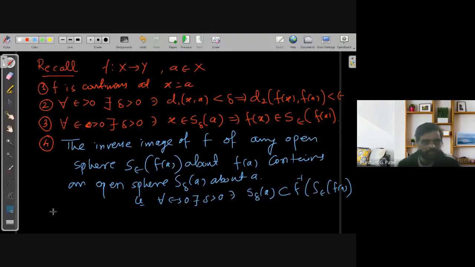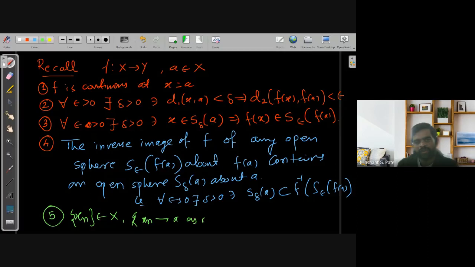And the fifth statement says that if xn is a sequence in X and xn converges to a as n tends to infinity, implies f of xn will converge to f of a as n tends to infinity. In the previous lecture, we stated that all these 5 statements are equivalent. Any one of them you can use to prove whether a function is continuous or not. And then we discussed that the composition of two continuous functions is continuous.